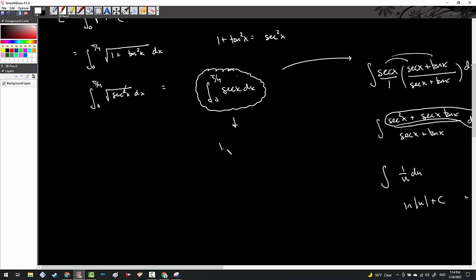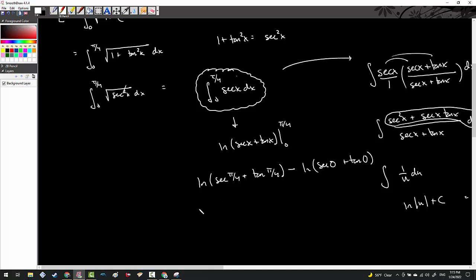So I'm going to go ahead and just call this ln of secant x plus tan x, and I'll evaluate that on 0 to pi over 4. So that's going to become ln of secant of pi over 4 plus tangent of pi over 4 minus ln of secant of 0 plus tan of 0.